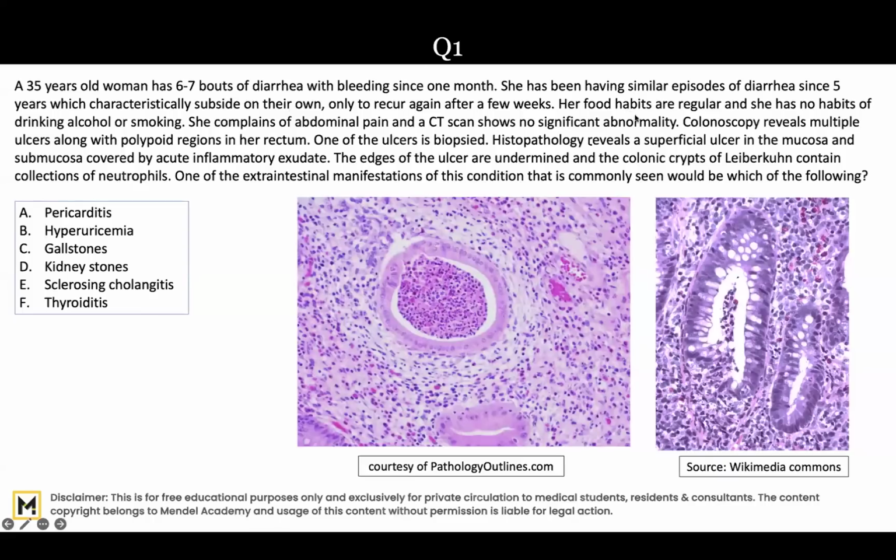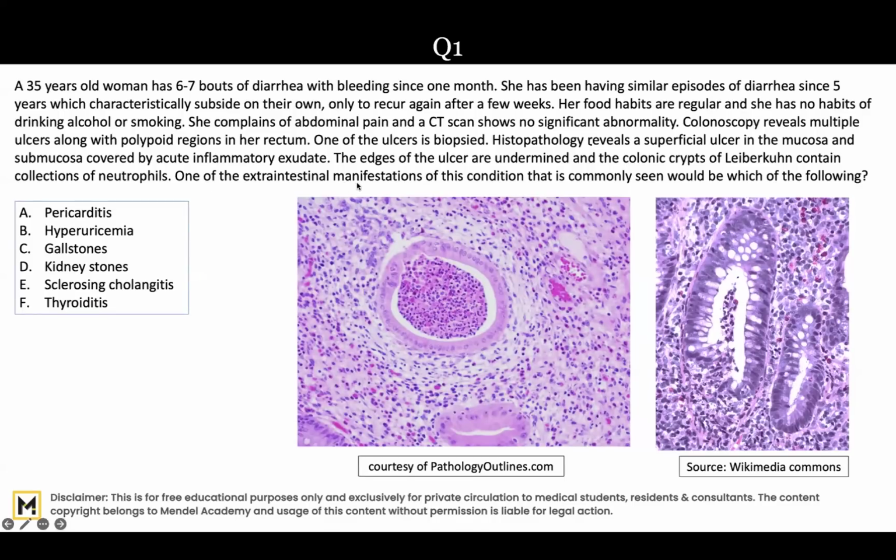Her food habits are regular and she has no habits of drinking alcohol or smoking. She complains of abdominal pain and the CT scan shows no significant abnormality. Colonoscopy reveals multiple ulcers along the polypoid regions of her rectum. One of the ulcers is biopsied. Histopathology reveals a superficial ulcer in the mucosa and the submucosa covered by an acute inflammatory exudate. The edges of the ulcers are undermined and the colonic crypts of Lieberkühn contain collections of neutrophils.